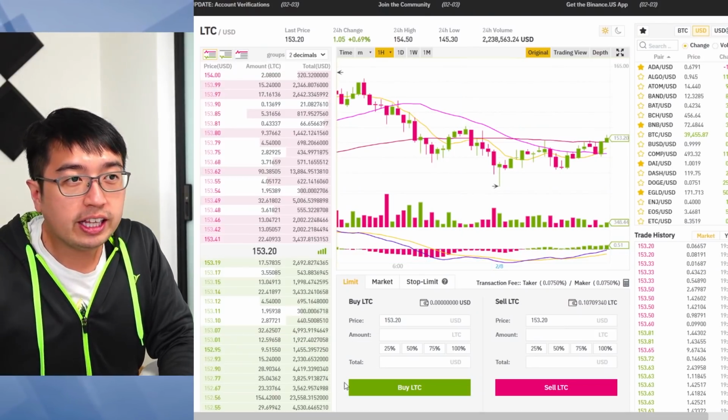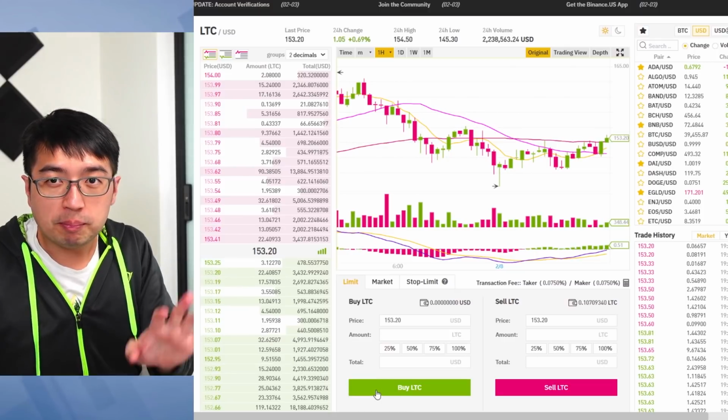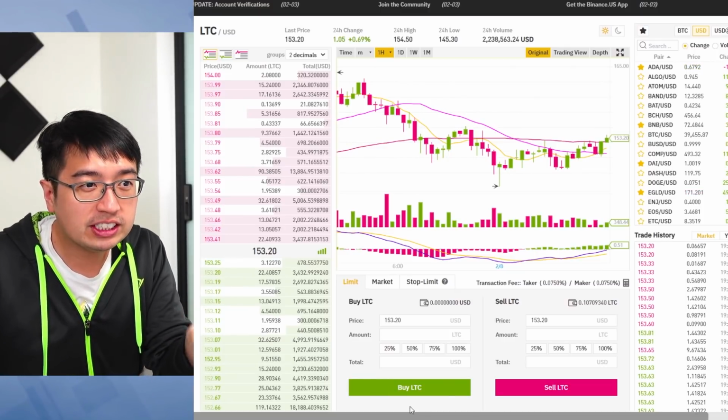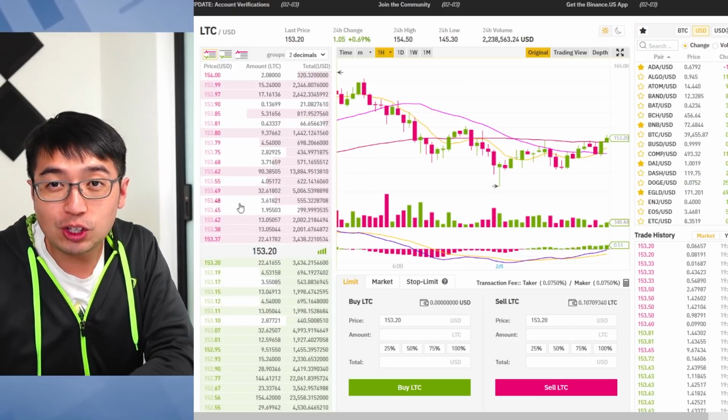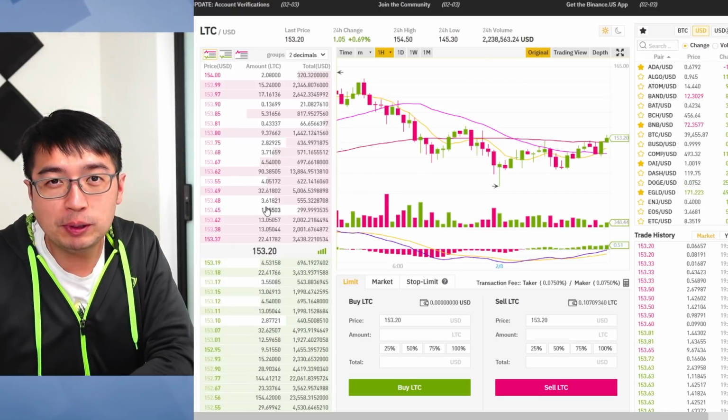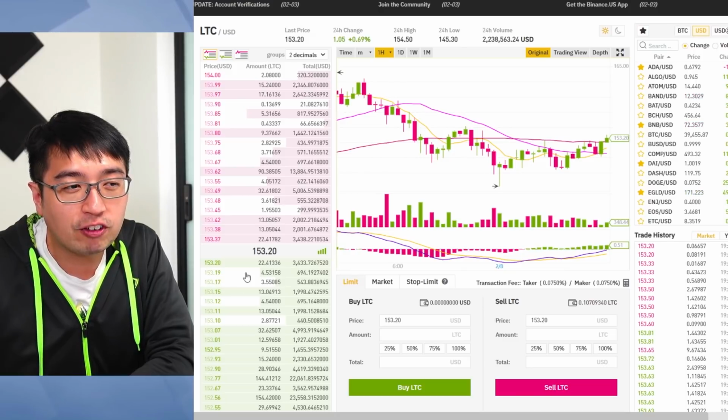And here we are in the Litecoin trading page. It might look intimidating at first. There is a lot going on. And let's just start here on the far left. This is the order book. It shows you how many people are buying and selling this coin and for how much.